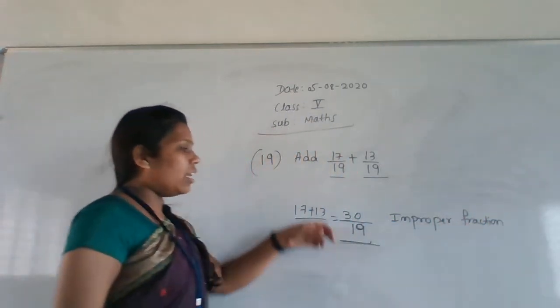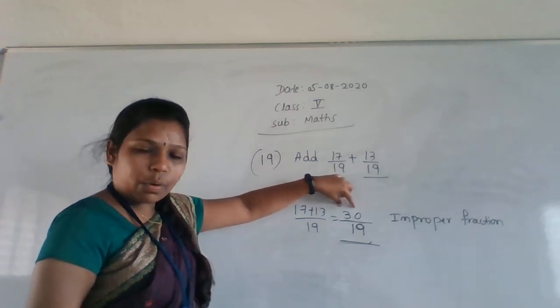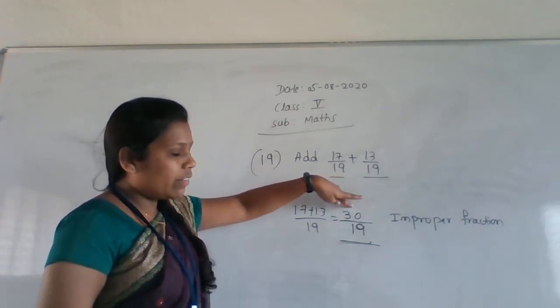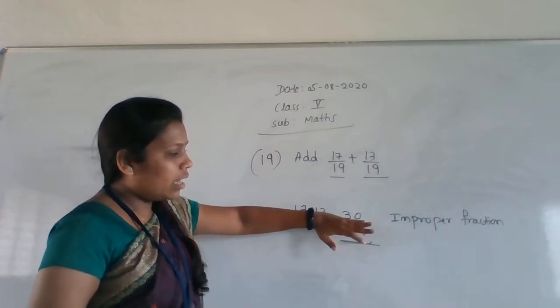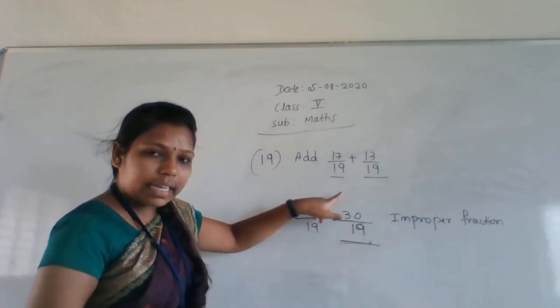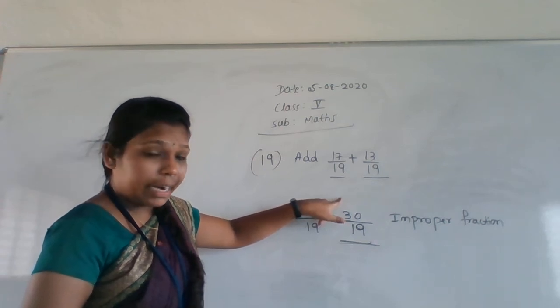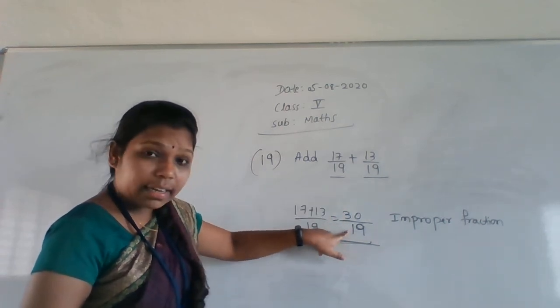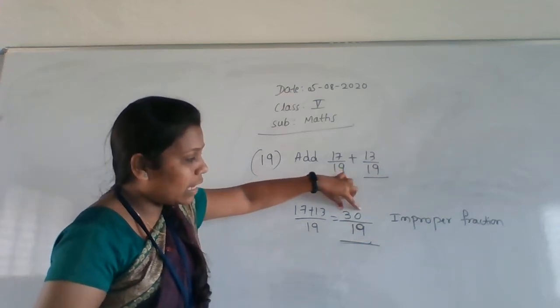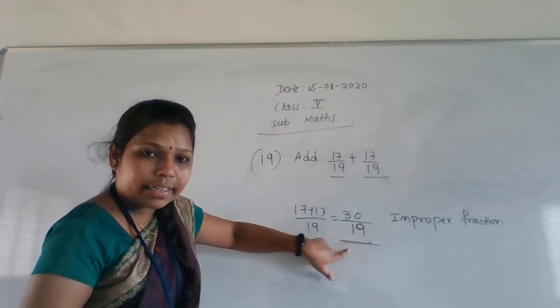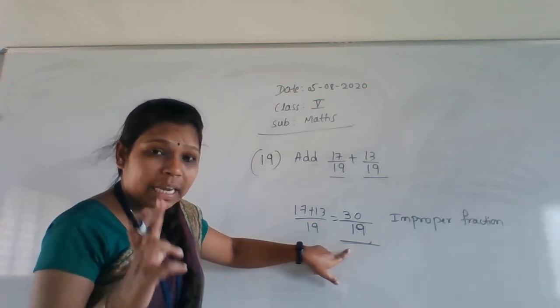See, whatever value we write upside, that value is called the numerator. If the value is above this line, it is called the numerator. If the value is below this line, it is called the denominator. So here 30 is the numerator and 19 is the denominator. Please keep that in mind.